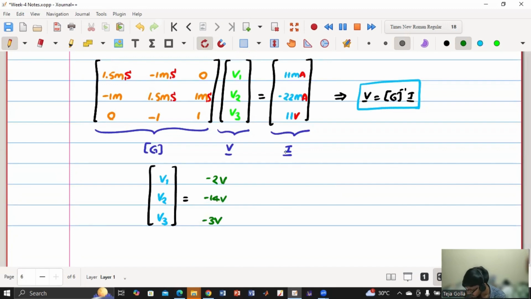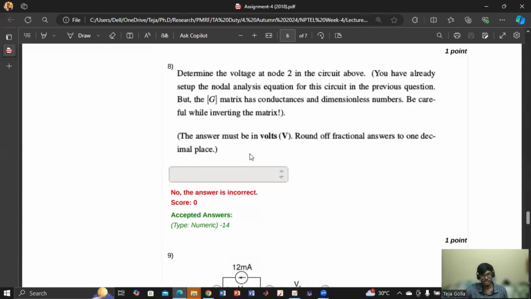And while doing inversion, you have to be careful, because there is milli in two rows and no milli in one row. So my best suggestion would be to cancel all the millis. Now while inverting, there is no milli business, so you can directly invert. So the G matrix will be 1.5, -1, 0; -1, 1.5, 1; 0, -1, 1, and I will be 11, -22 and 11. After doing this inversion and multiplying with the I vector, you will get V1, V2 and V3. So what is the other question that they have asked?